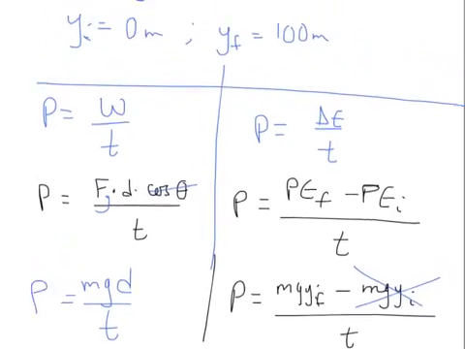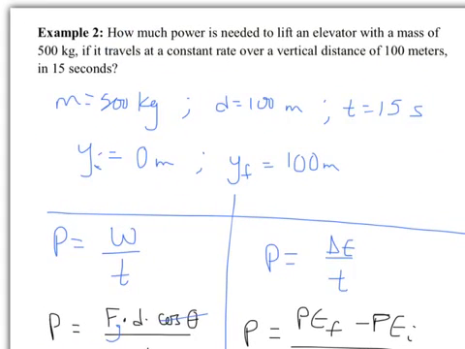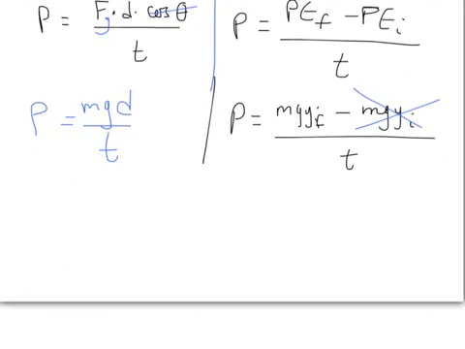So again, let's go back and just reiterate what we did. How much power is needed to lift an elevator? The mass is 500. We use the mass to find the weight in this part, or we use the mass and the potential energy to find the actual change in height. It's moving at a constant rate, which gives us equilibrium. The vertical distance is 100 meters in 15 seconds. So either we could say that the distance is 100 meters, or we could say that yi is 0 and yf is 100. Same exact thing. Two different solutions. Plug in your numbers now and see what you get, please. Do it both ways. Don't just do it one of the ways. I'll give you a minute to do it.